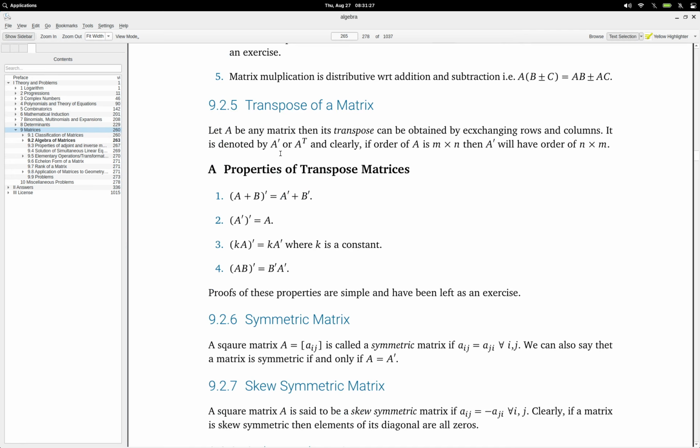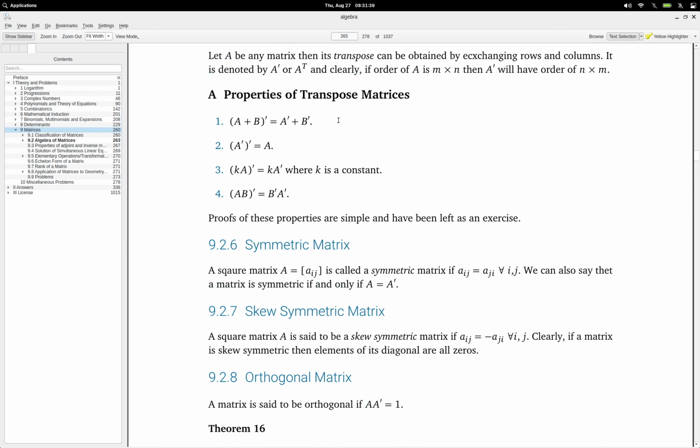It is denoted by A prime or A to the power T, or clearly, if the order of A is m by n, then A prime will have order n by m. Now we have some properties of transpose matrices.